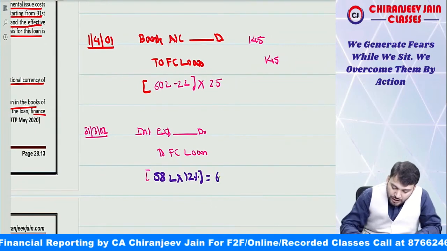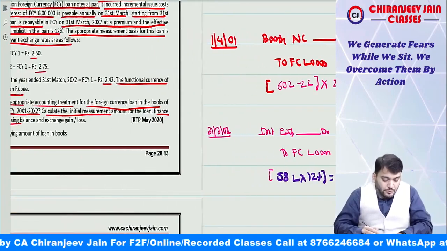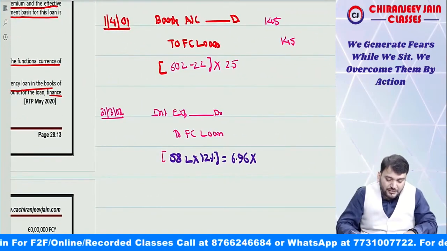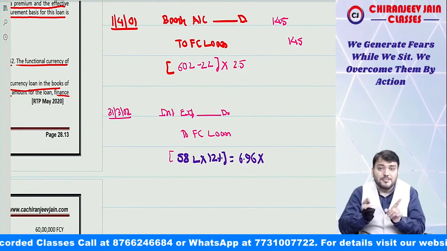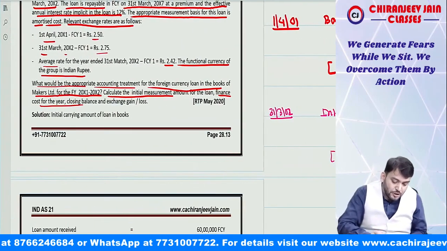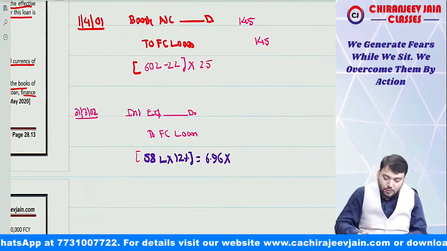So 6.96 into the closing exchange rate, that is 2.75. Or for interest expense we can take the average rate also. So the average rate can be taken, that is 2.42. So what is 2.42?